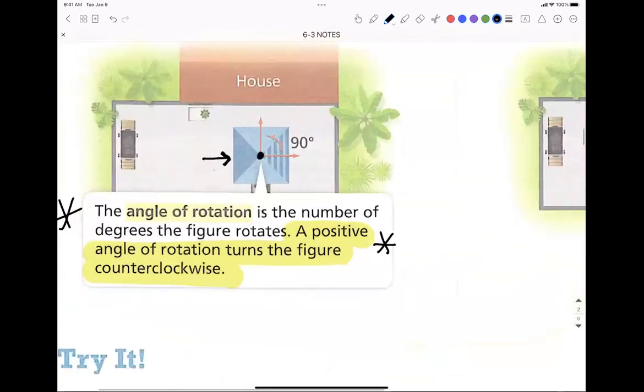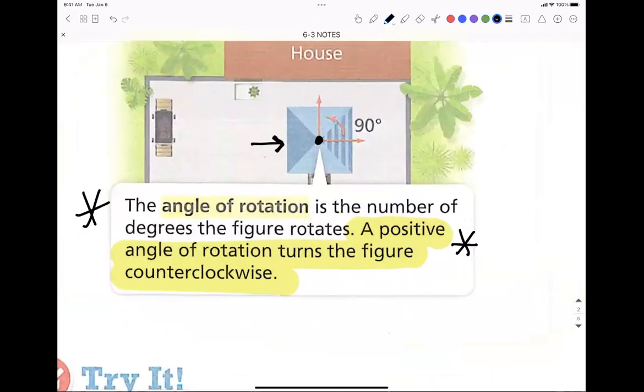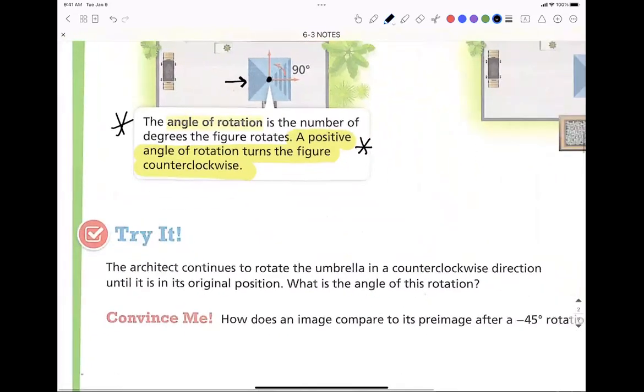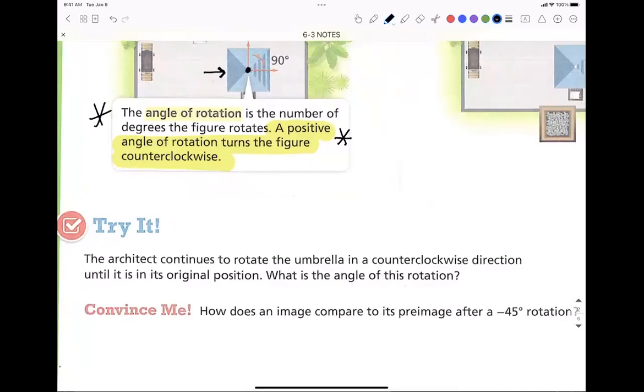Now, I want you to highlight this again, just to make sure it's in your brains. Okay. A positive angle of rotation turns the figure counterclockwise. Okay. And we'll just keep driving that home because that's so important to have in your brain. So everybody highlight that. All right, the architect continues to rotate the umbrella in a counterclockwise direction until it is in its original position.